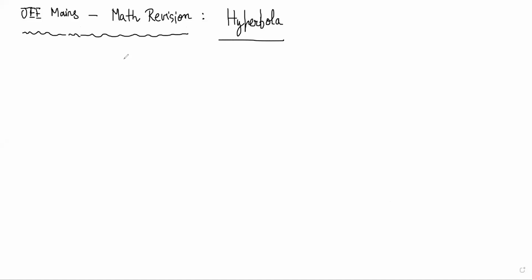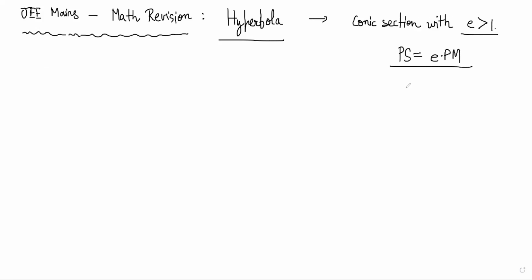Okay. So we'll finish the theory by doing hyperbola. This is the last one. And we'll just do some questions at the end. So basically, this is a conic section with eccentricity greater than 1. The definition is same, PS is equal to e PM, right? And again, you'll get a 2-degree curve.